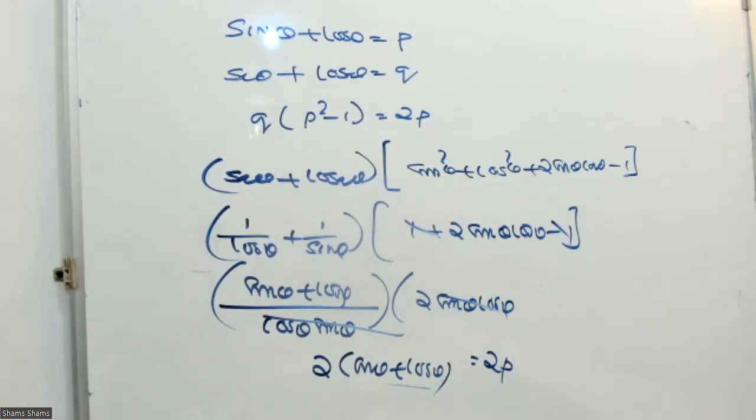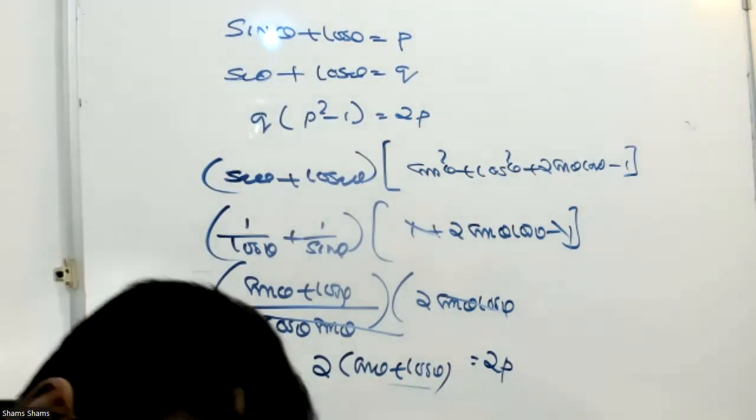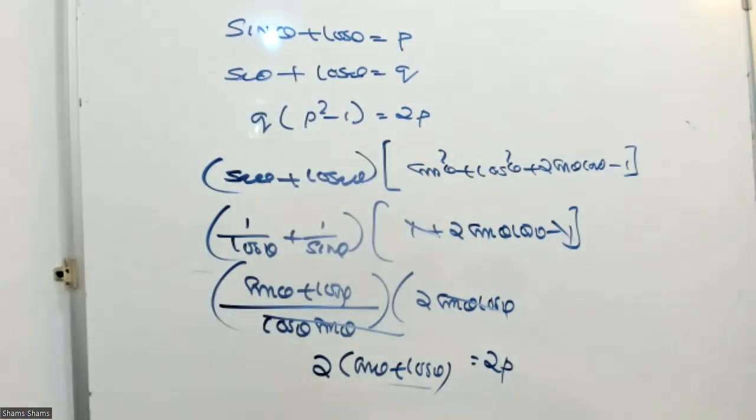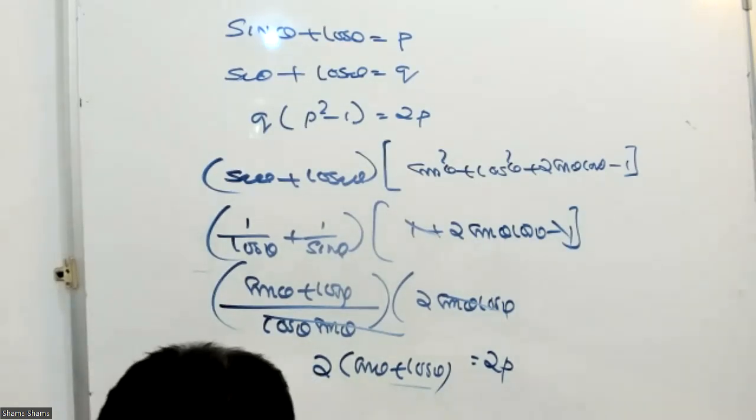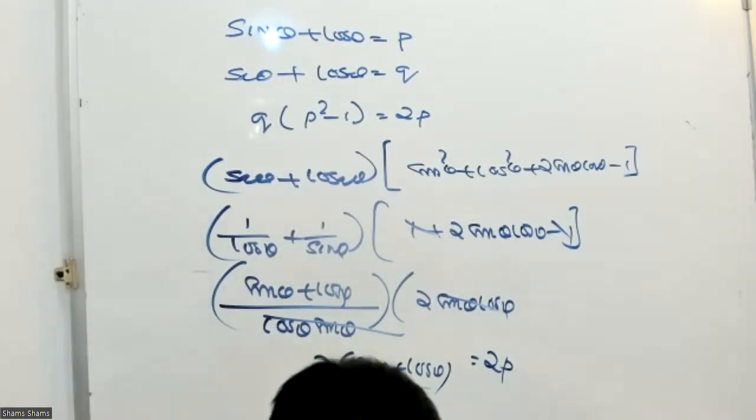How will we know when we have to change sec to 1 by cos? How will we come to 1? Just by practice only. Okay, copy.